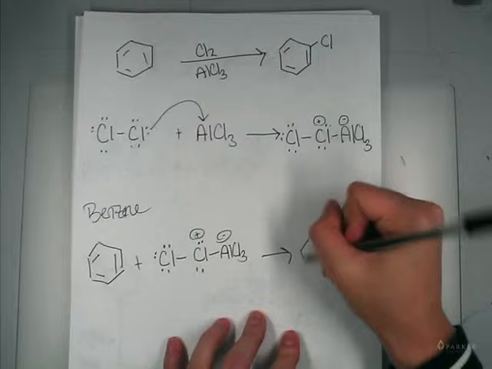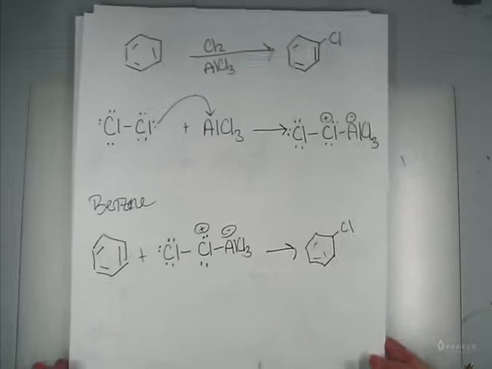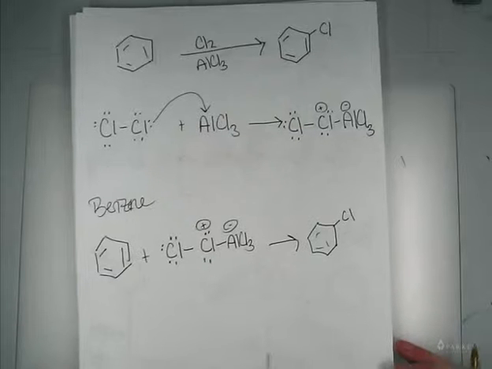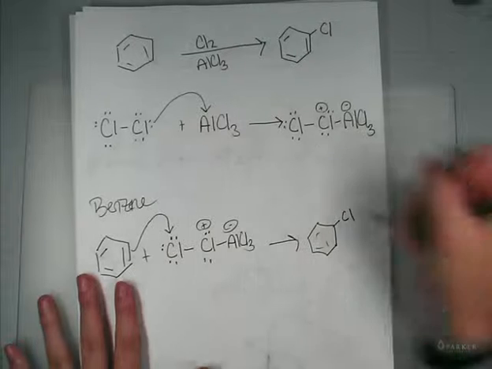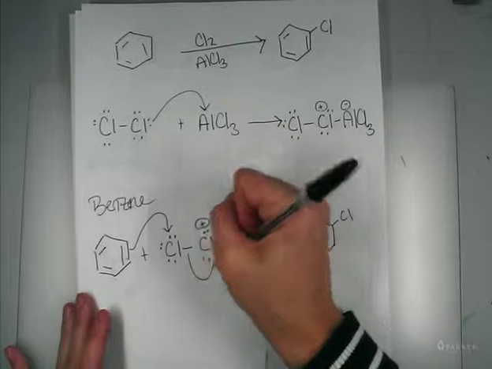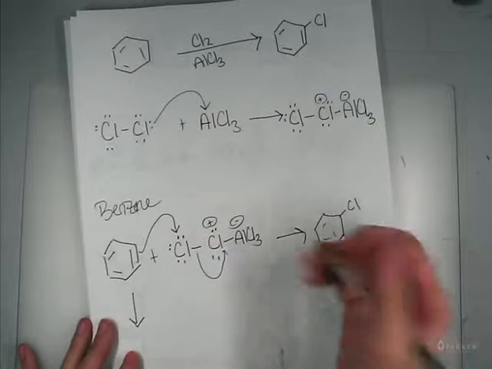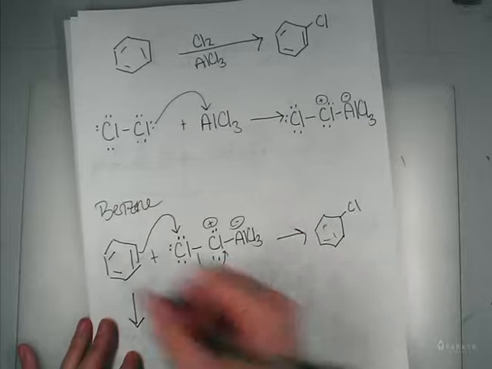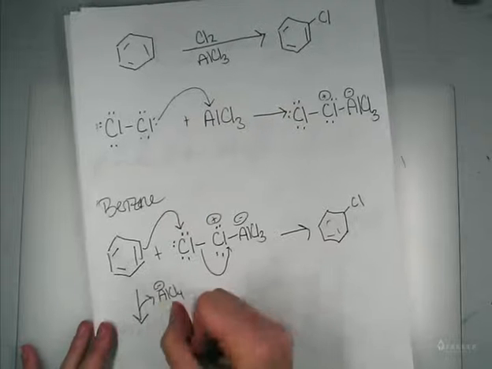Overall, we're trying to get to this. Okay, what will benzene make a bond to? Chlorine, and which one? The left one. So benzene makes a bond right there, and then what? Yeah, the bond breaks going to the chlorine. So what left? Yeah, AlCl4 is a negative charge.